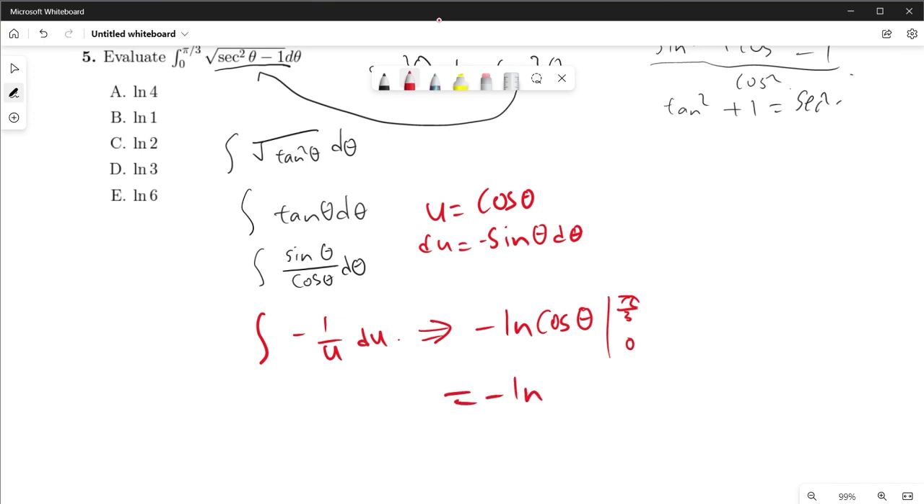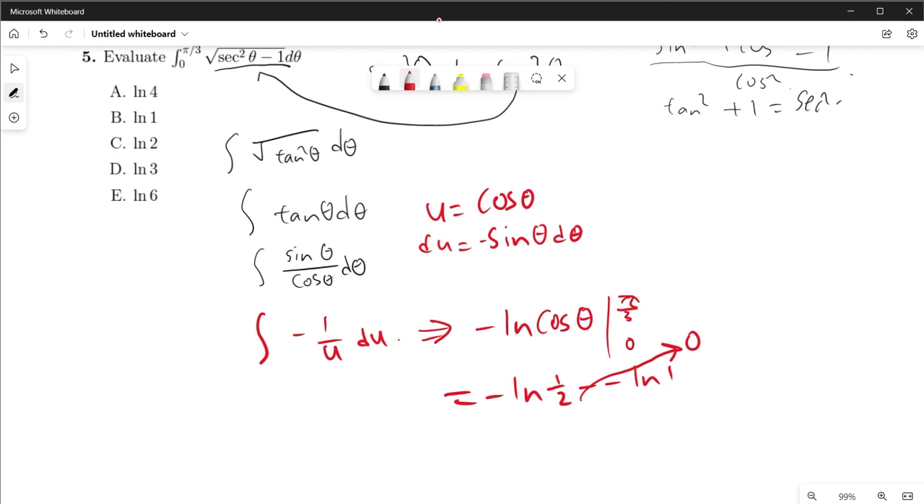Just plug that in. Negative ln of cosine pi over 3, which is 1/2, minus ln of cosine 0. Wait, cosine 0 is 1, and ln 1 is 0. So this whole part is just 0, right?